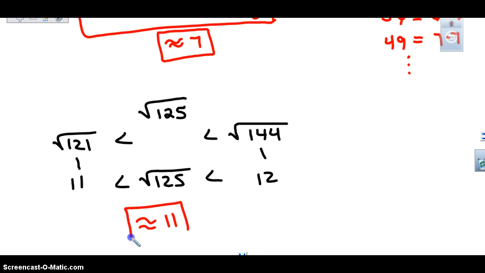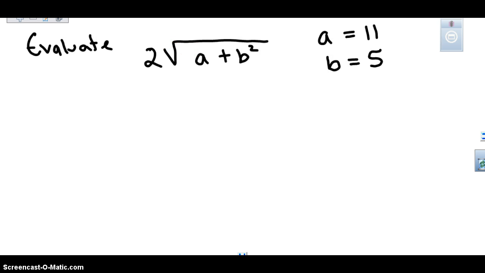So approximately the square root of 125 is approximately 11. If we have to evaluate 2 times the square root of a plus b squared, where a equals 11 and b equals 5, we have to substitute a with 11 and b with 5.